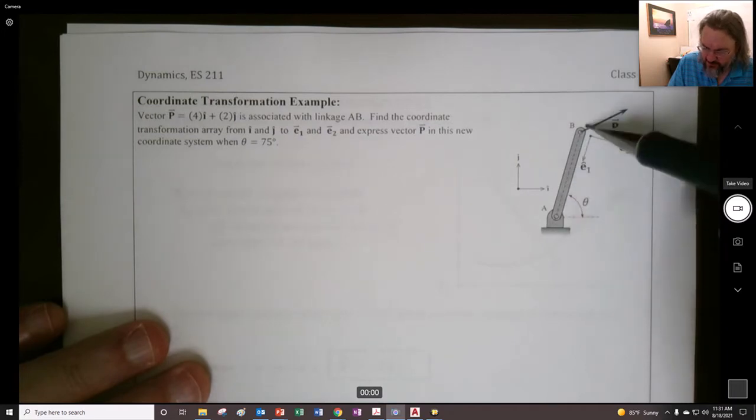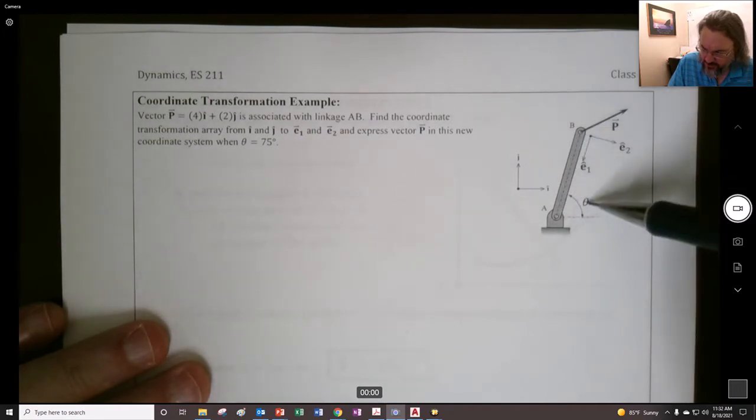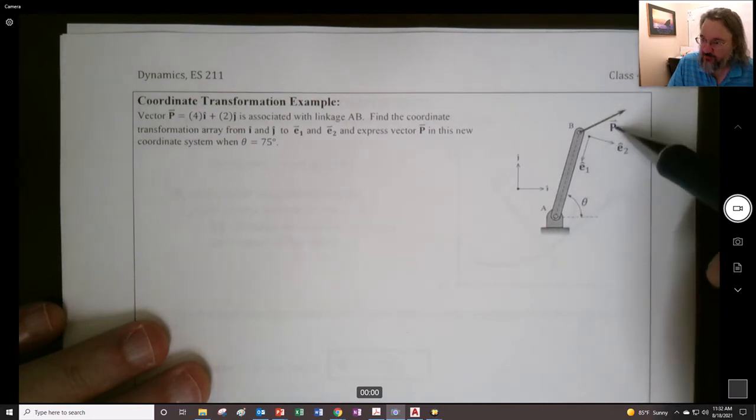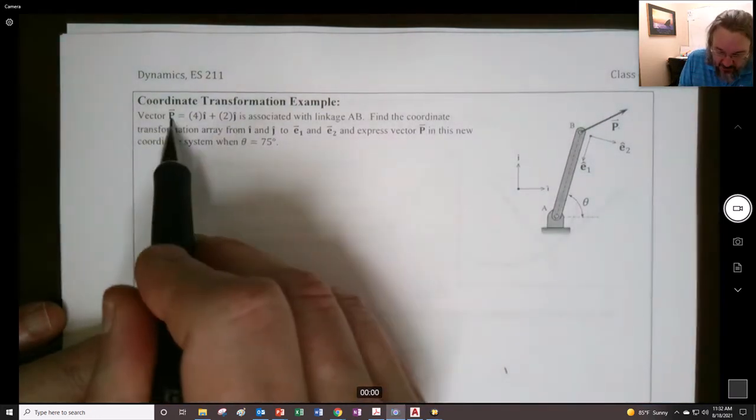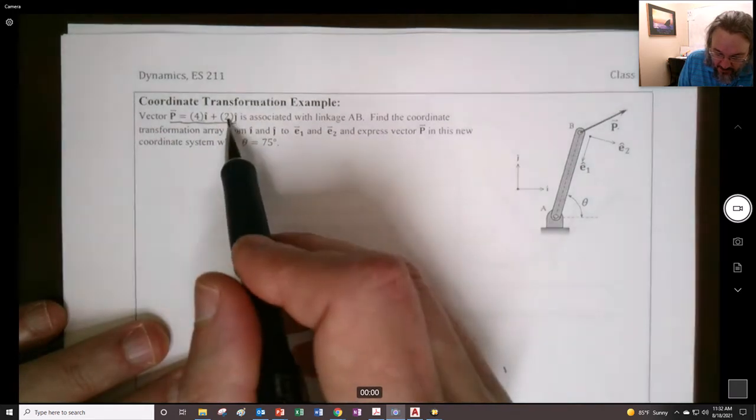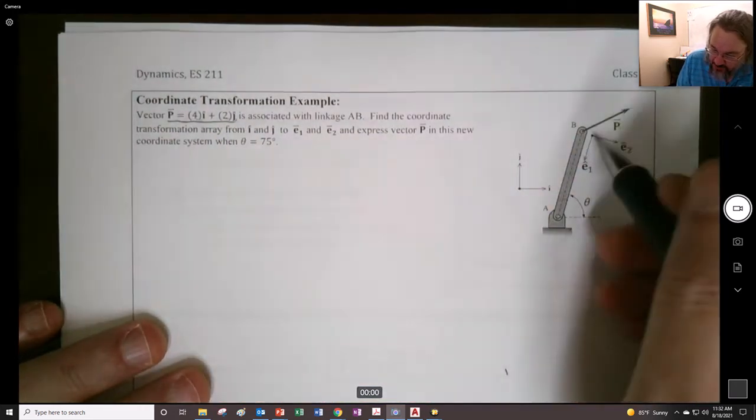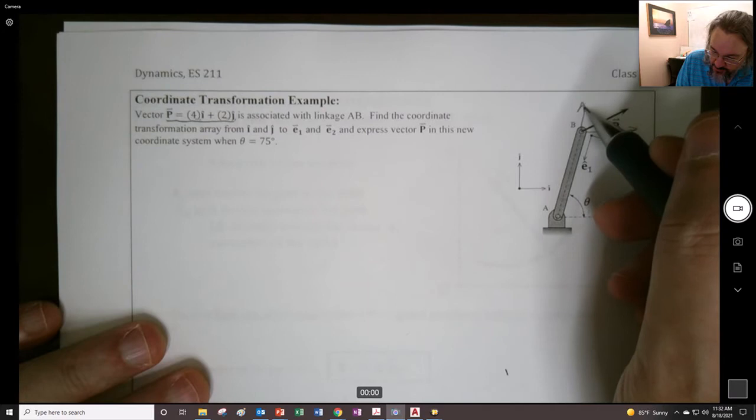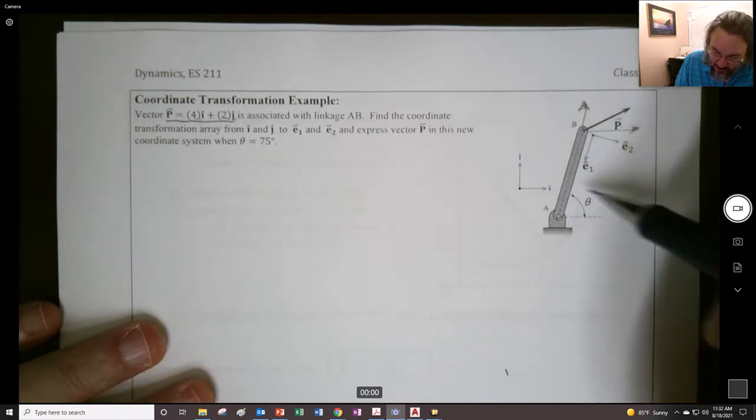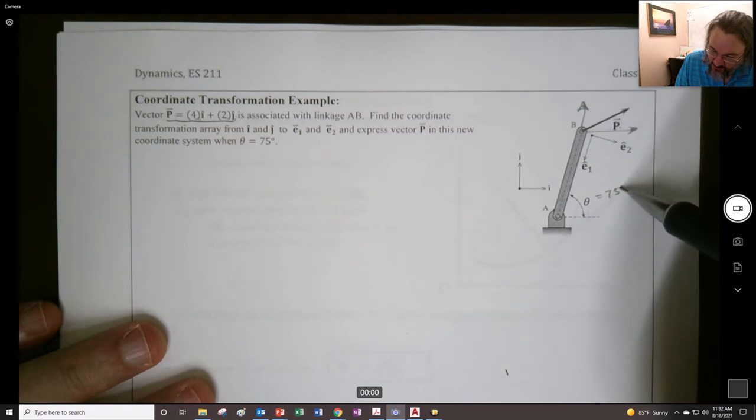So let's see here. We have this link right here, right? And this link has this orientation where theta is right there, and on the end of it, maybe it's got some force P, and that force is a vector, right? We know that vector has a magnitude of 4 in the i direction and 2 in the j direction, right? So we know its components. But we also know the orientation of this is equal to 75 degrees.